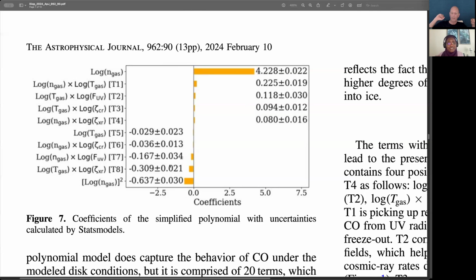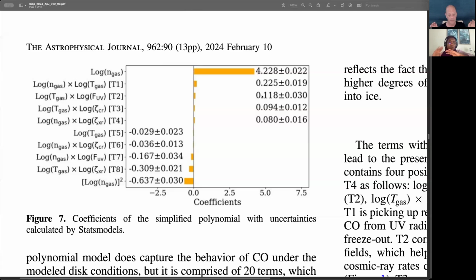If you take, for instance, the term two, T2, you have gas temperature and UV impacting CO. This is reflecting regions where you have moderate UV fields that are not photodissociating CO and high gas temperature that is preventing CO from freezing out. So it's showing regions where these conditions are perfect to maintain CO in the gas phase.